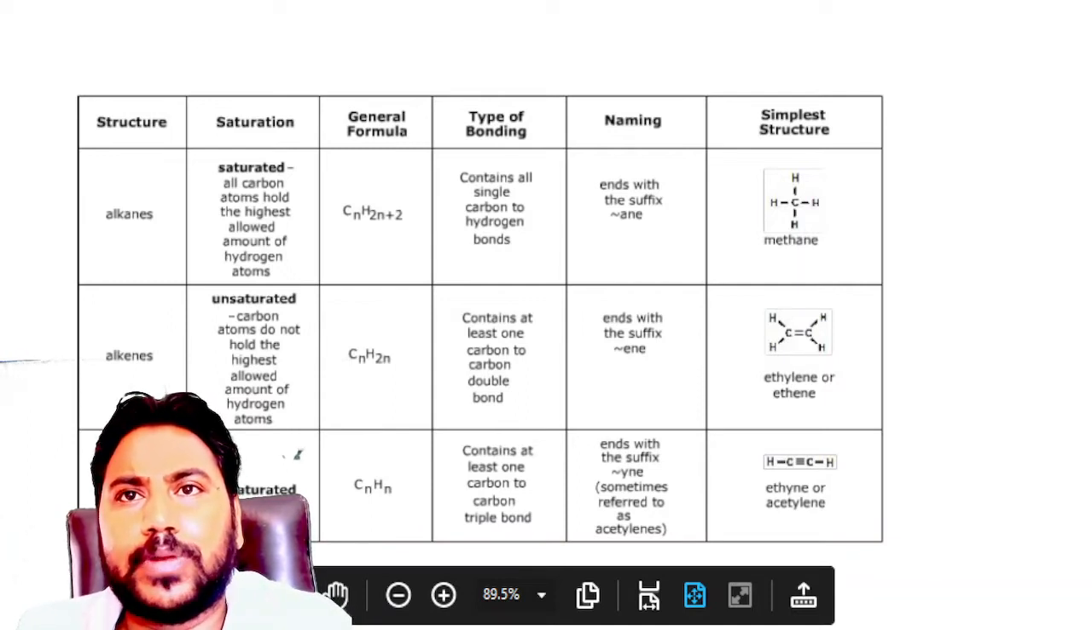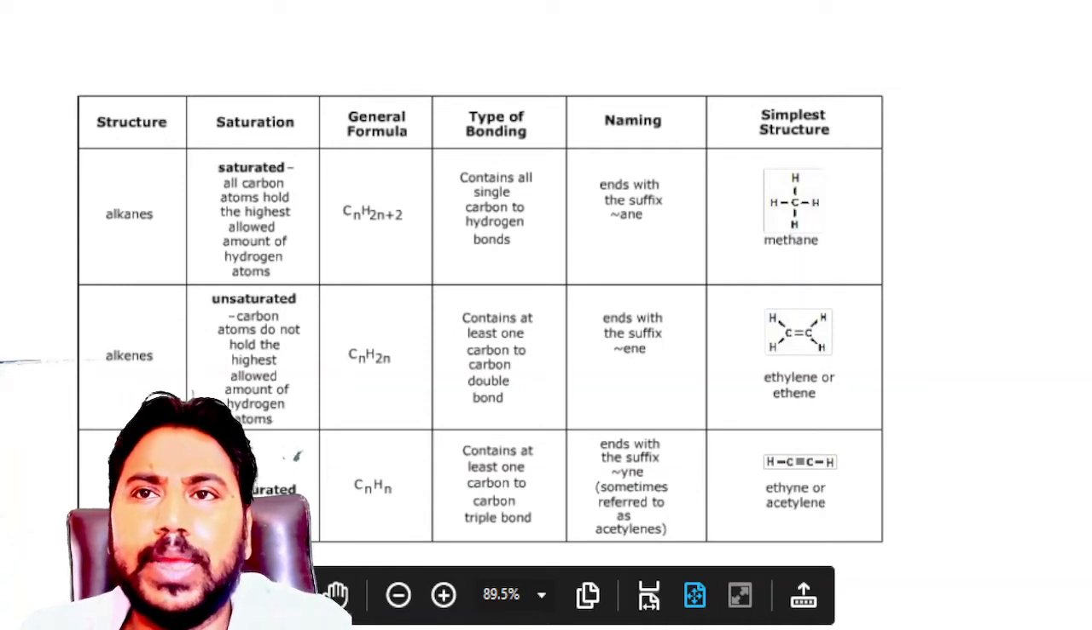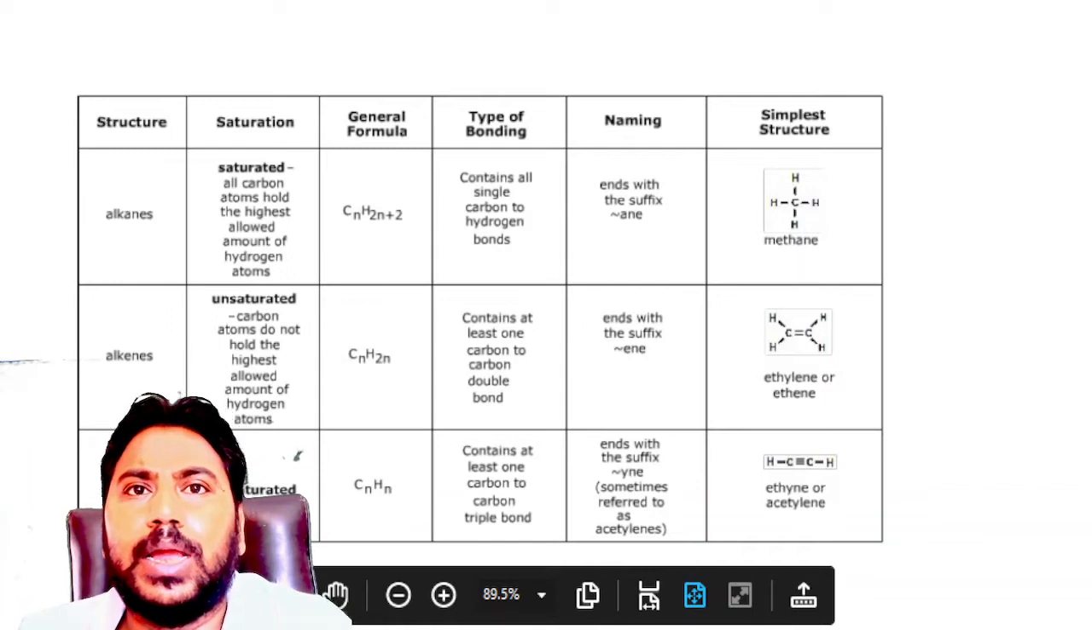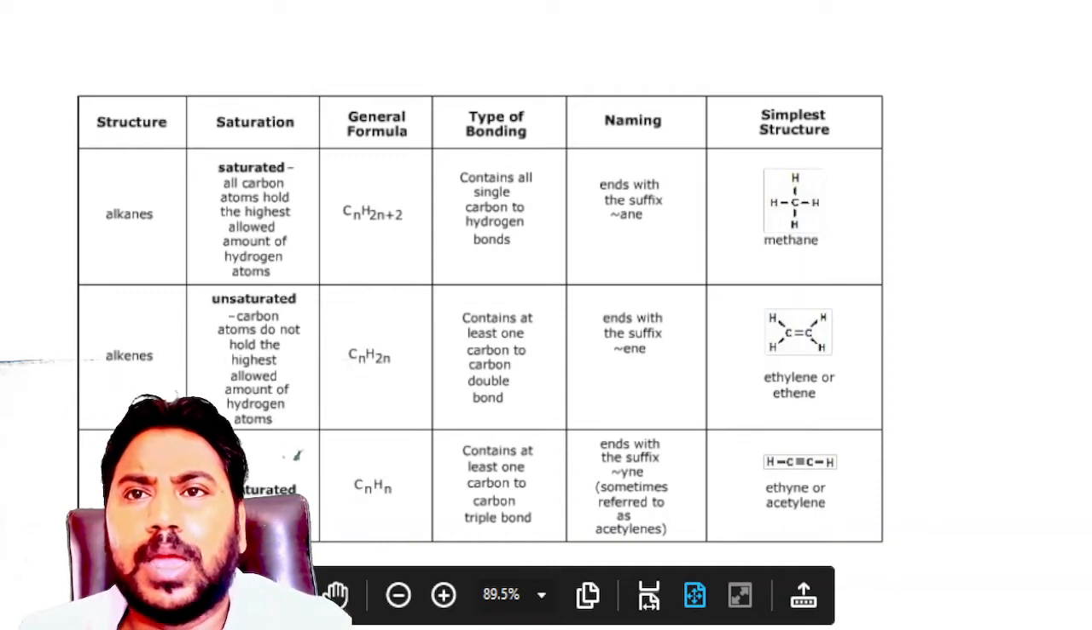Now let's talk about alkynes. They are unsaturated hydrocarbon. Their general formula is CnH2n-2, and they form triple bond between two carbon atoms, and suffix will be used "-yne", as you can see in ethyne.